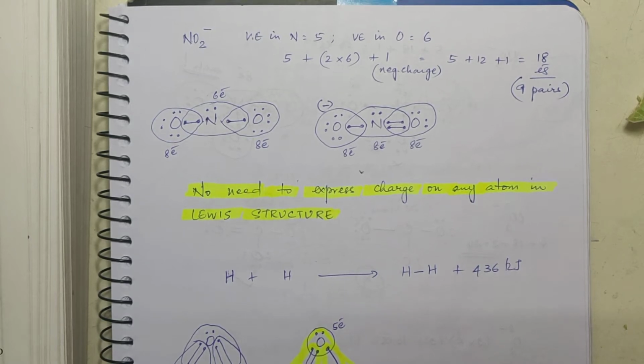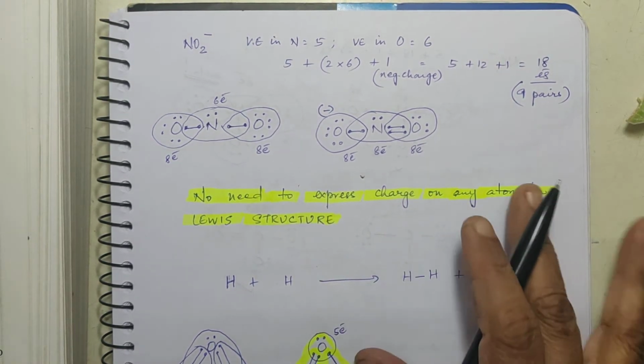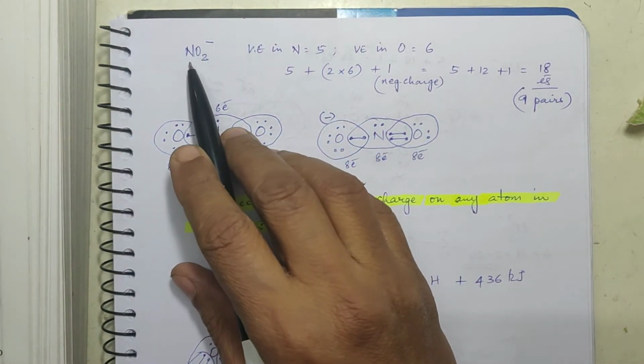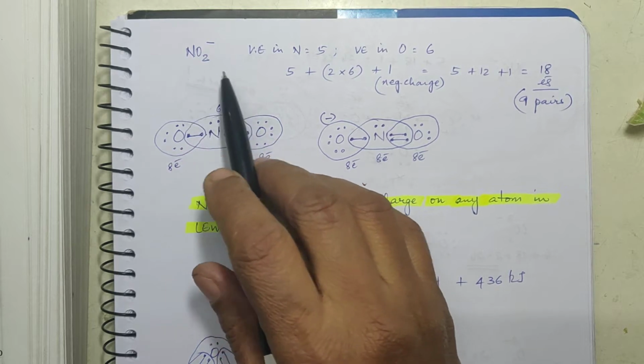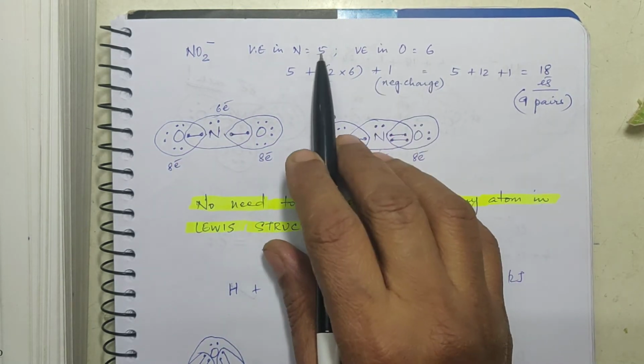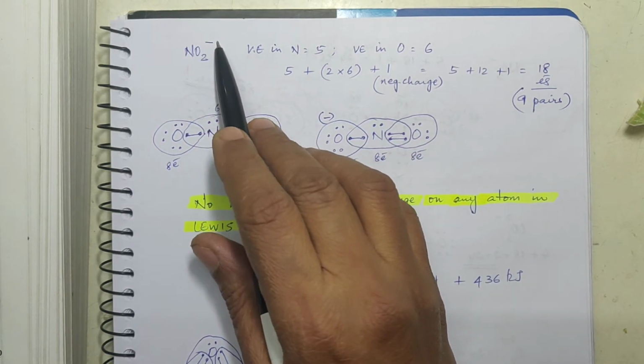Yes, children. Further, let me discuss one or two more, because we have already seen all these things. This is all revision only, right? Supposing we want to write for NO2 minus. Now, valence electrons, how many are there? Let us see. On nitrogen it is 5, on oxygen it is 6. So 5 plus 6 is 11, and there is one negative charge here.